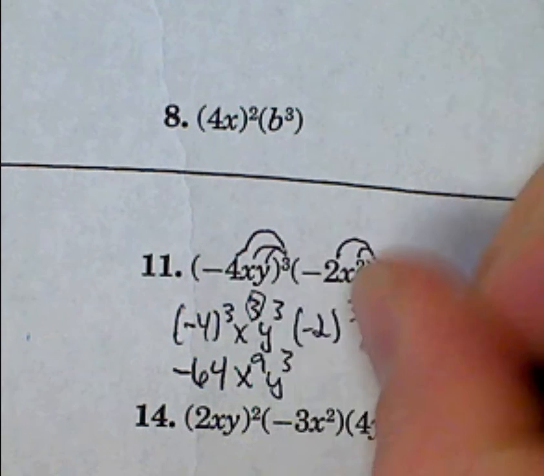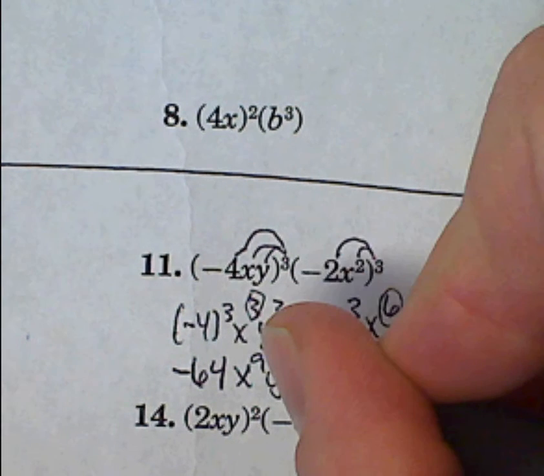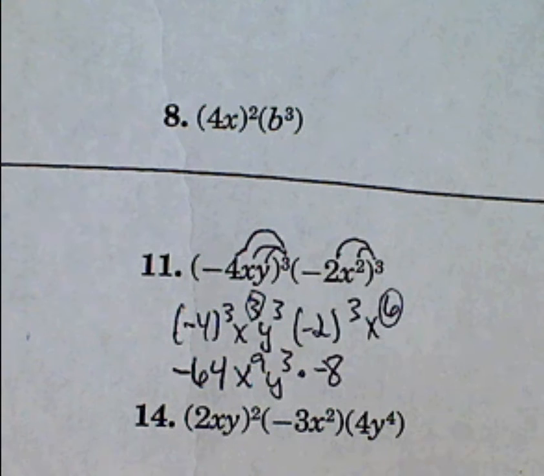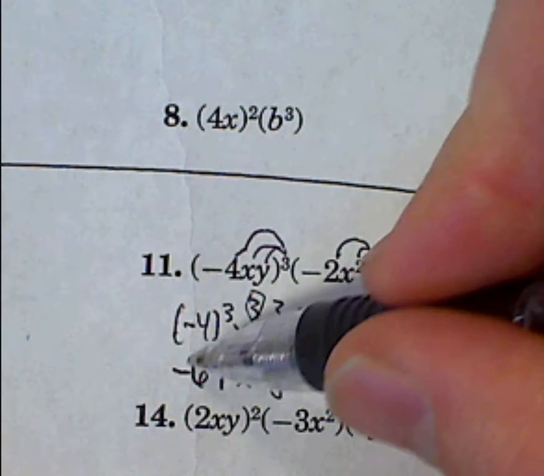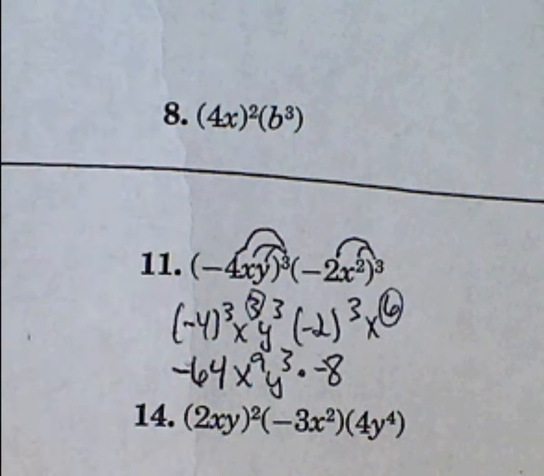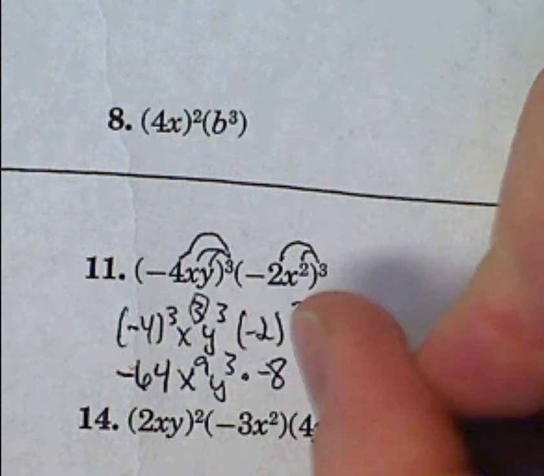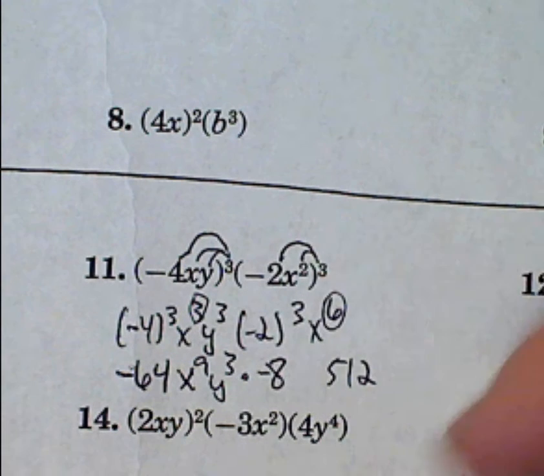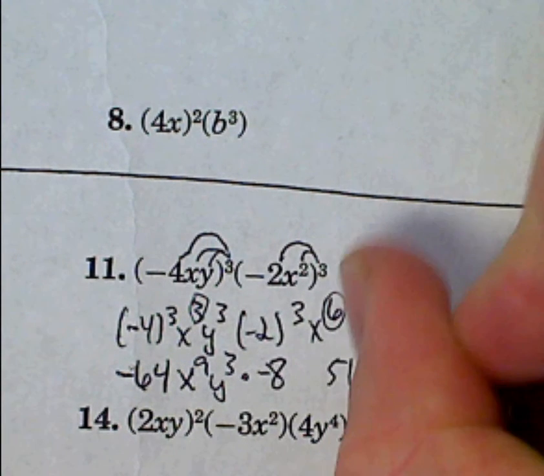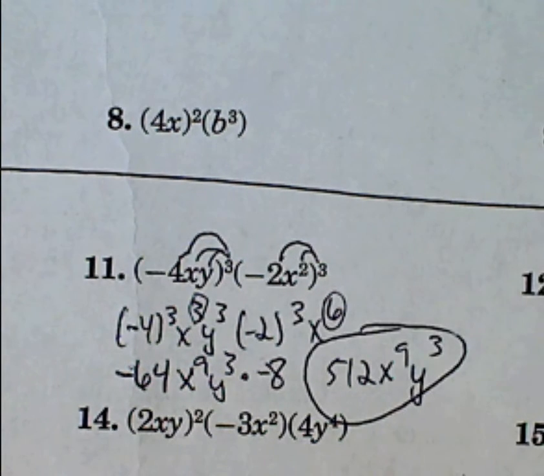Y to the third. Negative 2 to the third would be negative 8 because that's negative 2 times negative 2 times negative 2. Negative 64 and negative 8 are front numbers, so I can go ahead and multiply those. That gives me 512. X to the 9, y to the third.